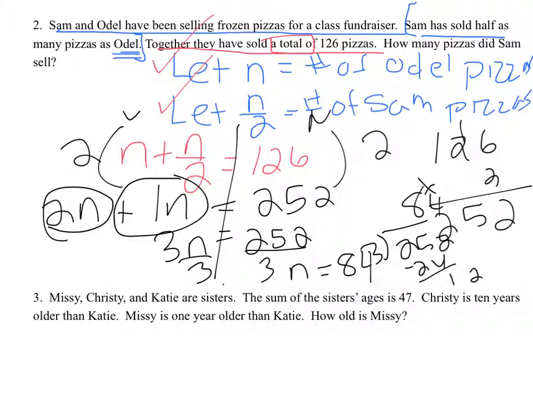Okay, now let's go back to the original question. What is it asking us to do? It's asking us, how many pizzas did Sam sell? All right, well, I take a look at my let statements. It says let n is the number of Odell pizzas. However, Sam says I need to take that n, which we just solved for, and divide it by 2. So really, the answer to this question is 84 divided by 2, which is 42. Okay, so the final answer is Sam sold 42 pizzas.